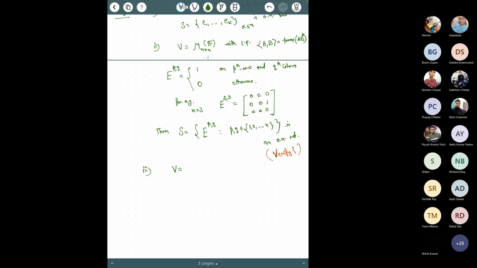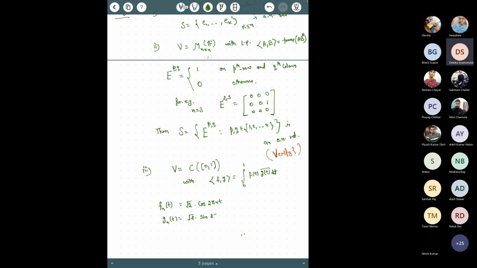Similarly, take this vector space, the set of all continuous functions defined on the closed interval 0, 1 to F, where F is either R or C, together with the standard inner product defined by the integral from 0 to 1 of f(t) times the conjugate of g(t) dt. This is an inner product space we have already verified. On this vector space, consider these functions: f_n(t) is root 2 times cos 2 pi n t, and similarly we define g_n(t).